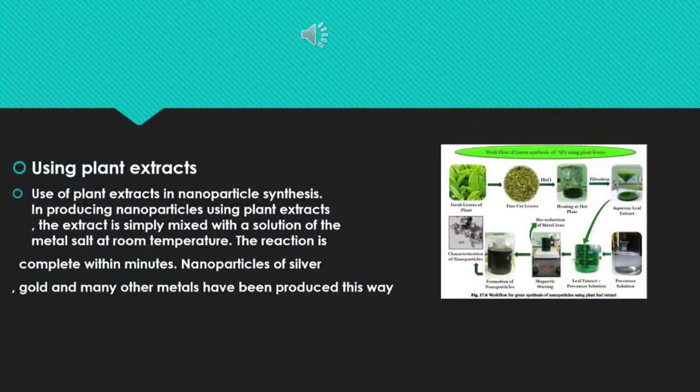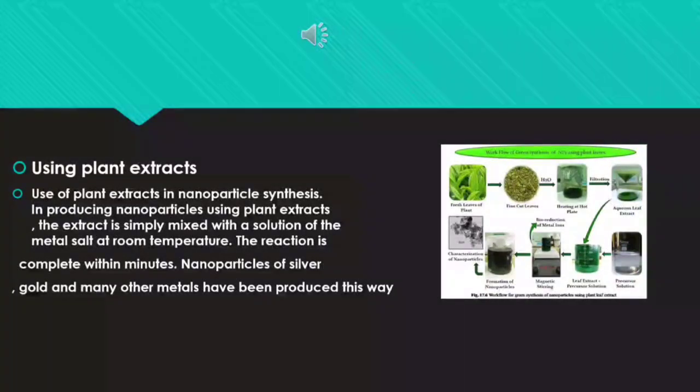Using plant extract. Use of plant extract in nanoparticle synthesis. In producing nanoparticles using plant extract, the extract is simply mixed with a solution of the metal salt at room temperature. The reaction is complete within minutes. Nanoparticles of silver, gold, and many other metals have been produced this way.